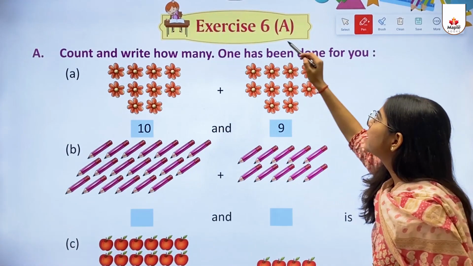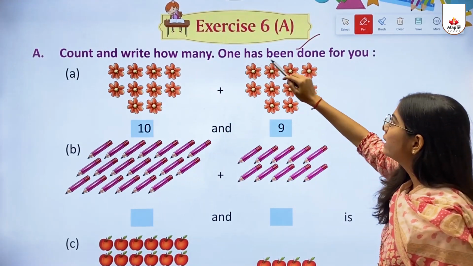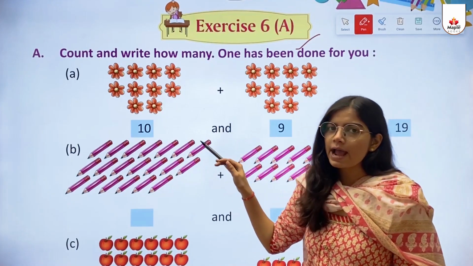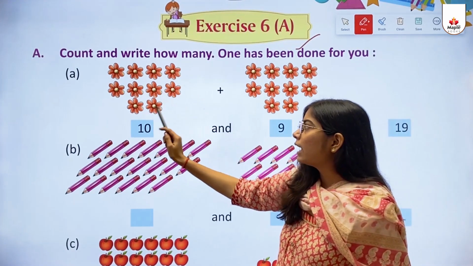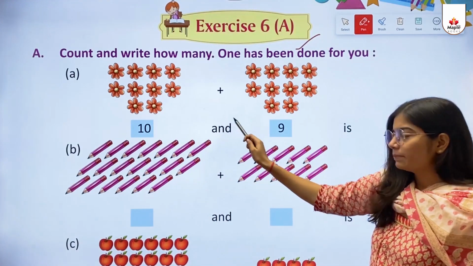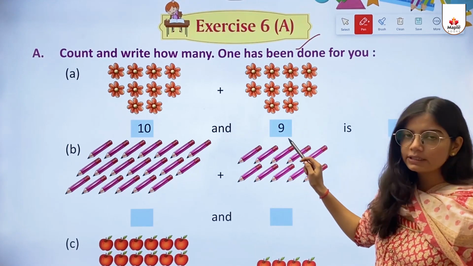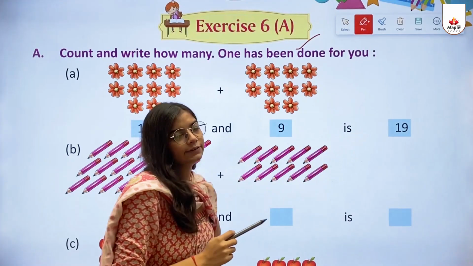Now we have exercise 6A. A, count and write. How many? One has been done for you. So we have to count them and write the answer. One is already given. There are flowers. How many flowers? 10 flowers are written here. Plus means add. Then again we have some flowers. How many? 9, which is equal to 19 flowers.